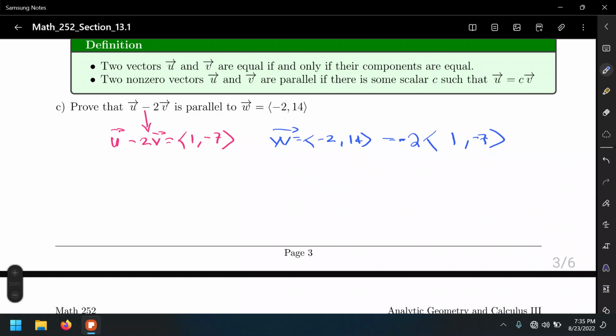So yes, it's a vector that is along the same line. Though they don't have the same magnitude, they're parallel, it's just a multiple. It's negative 2 times. It's in the opposite direction and 2 times as long. Yes, it is. All right, so yeah, they're both parallel. All right, let's see what's next.